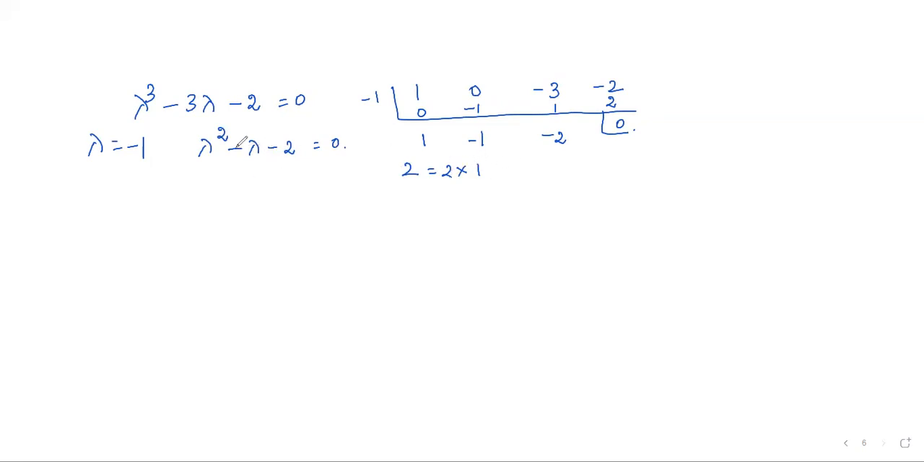The sum is what? Minus 1. So therefore, I should take a minus 2. So if I add this, I'll be getting lambda minus 2 and then lambda plus 1 is equal to 0. When I add, I'll be getting minus 1. When I multiply, I'll be getting minus 2. Therefore, my roots are lambda is equal to minus 1, comma minus 1, comma 2. So these are the eigenvalues.